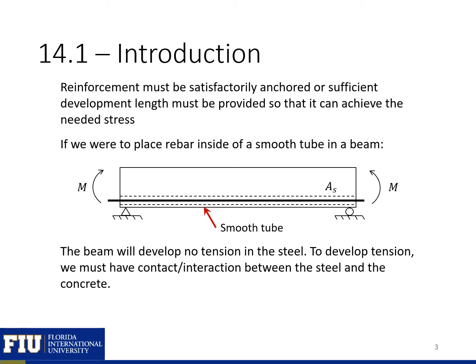We need our reinforcement to have a sufficient development length so that it can achieve the yield stress, which we assume. If we were to place a rebar inside a smooth tube in a beam, that rebar would not be able to develop any tension unless we put some kind of anchors at the ends. To develop tension, we need to have contact interaction between the steel and the surrounding concrete, or we need to have some kind of anchor at the end to transfer the stress there.